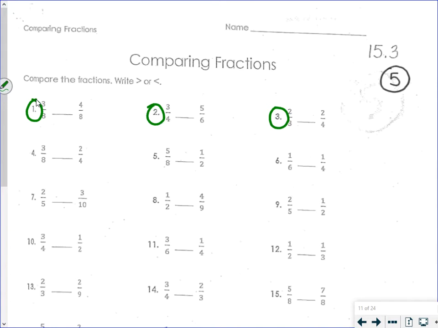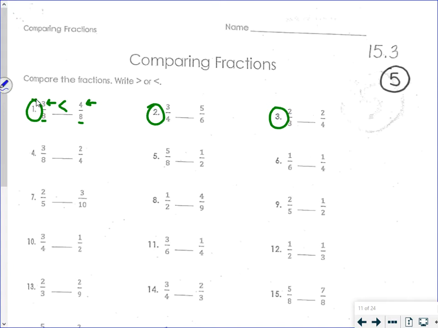Okay. So I see that 8 and 8 are the same. Okay. So now that's when I look at the numerator. I know that 4 is greater than 3. So I know that 3/8 is less than 4/8 because 4/8 is bigger than 3/8. Okay. So here is our next one.